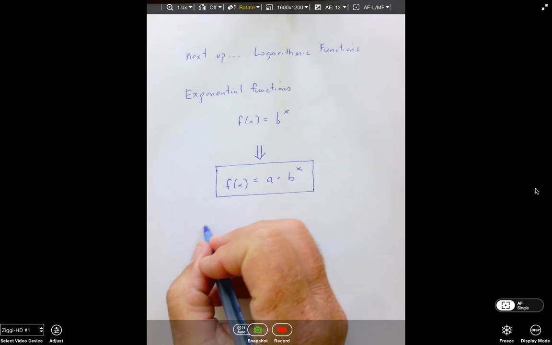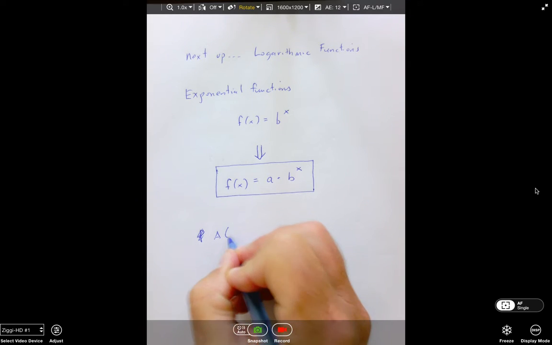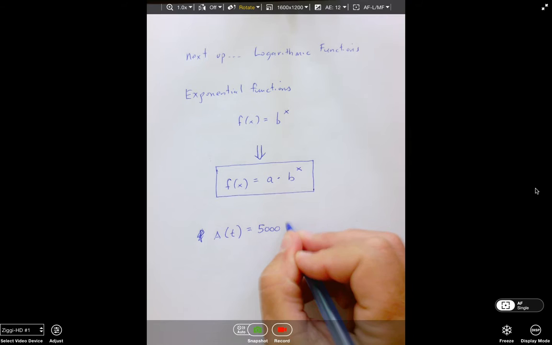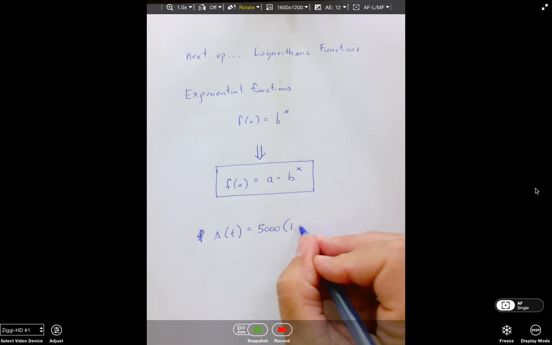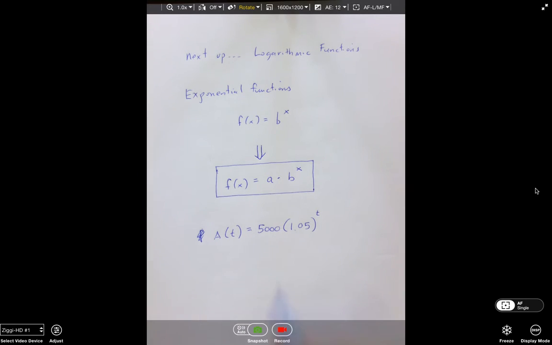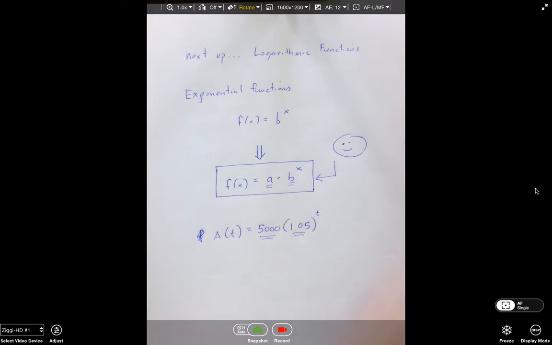So the types of things that we run into would be to calculate an ending balance after t years of $5,000 when compounded annually at 5% over t years. So you can see that there's going to be a number out here that represents the a, and a base here that represents the b. Because of the nature of this class, it's this form that should draw most of our attention.